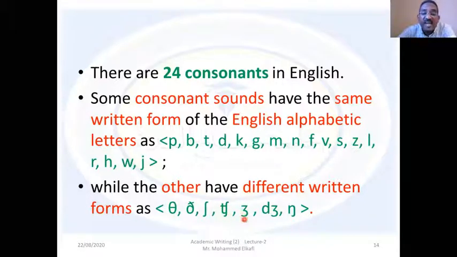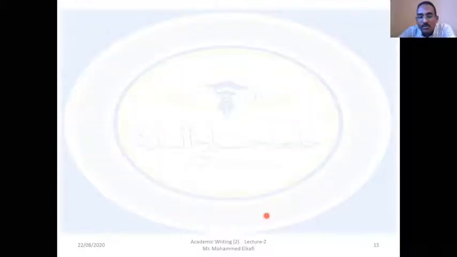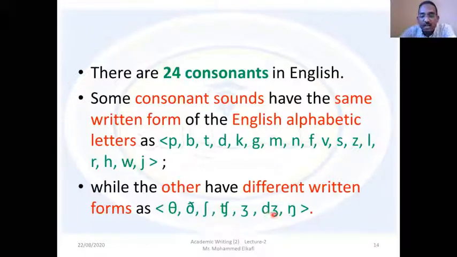This one is ja, ja, as when we add da to zh, ja. The last one is ang, as in the form of ing or ng at the end of words. Okay, ang, pronounced as ang.